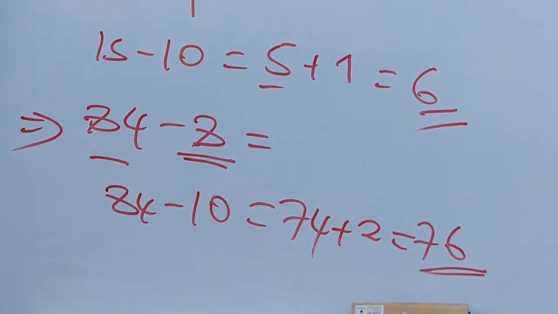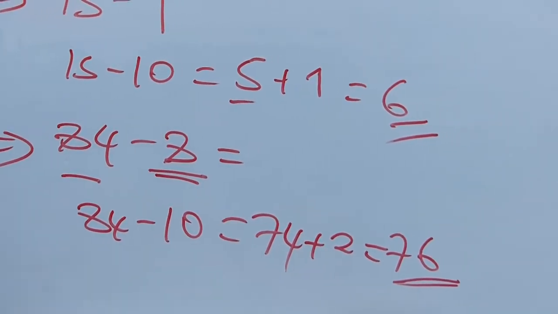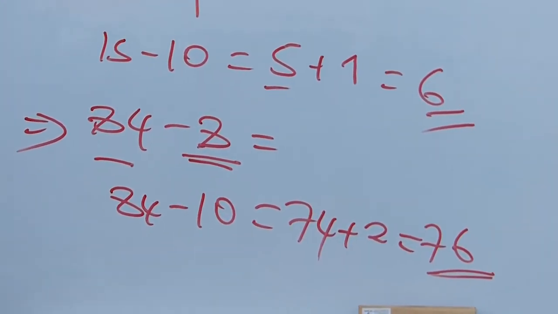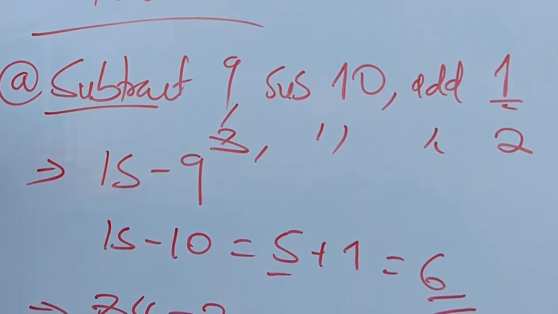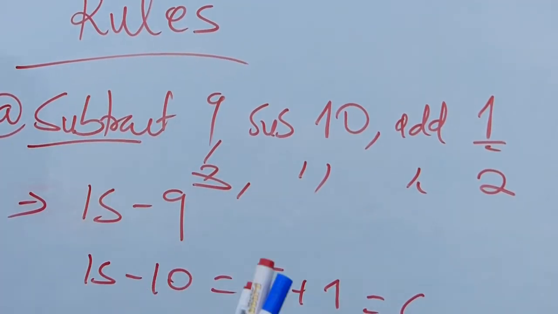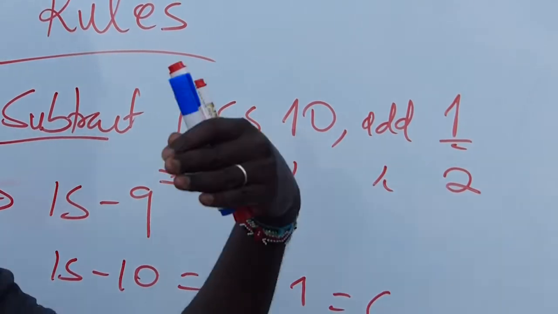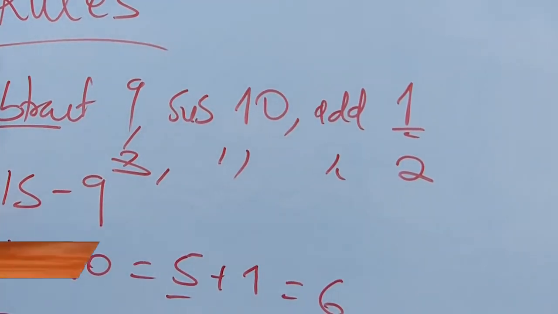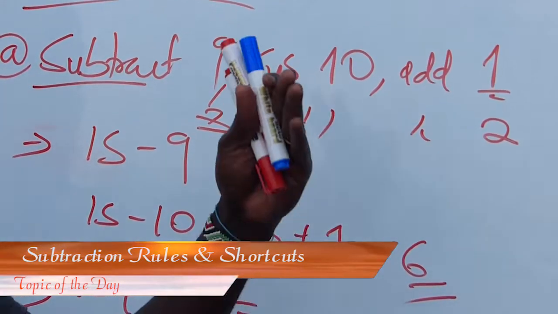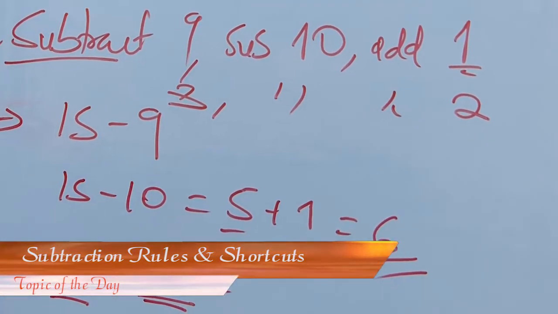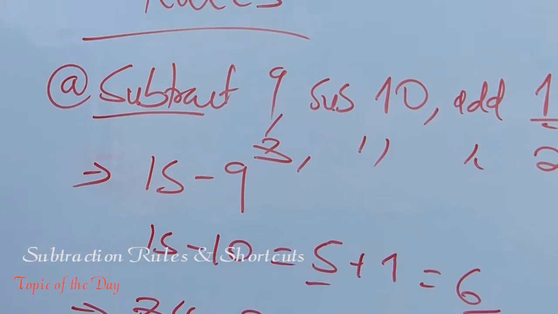So please, every time you're doing your subtraction and addition, remember the rules. In addition you are going to add 10 and subtract the equivalent. In subtraction also you're going to subtract 10 but then add. So that is the difference, okay?